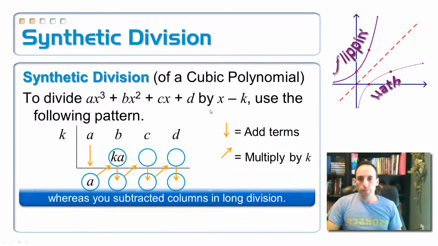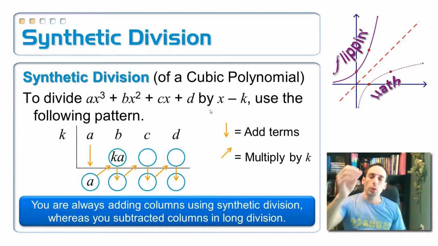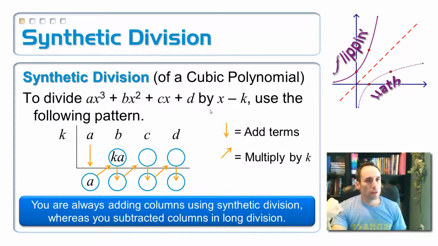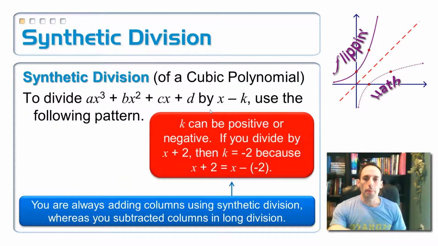Okay? So in this one, we are always adding the columns, but in long division, we are always subtracting. So that's a key difference. Now, the other thing that you have to remember, make some sort of note of, k can be positive or negative whenever I'm dividing by x minus k. If it's x plus 2, remember the x's lie to you. So I'm not going to put a plus 2 on the outside of the house. I'm going to put a negative 2 on the outside of the house.